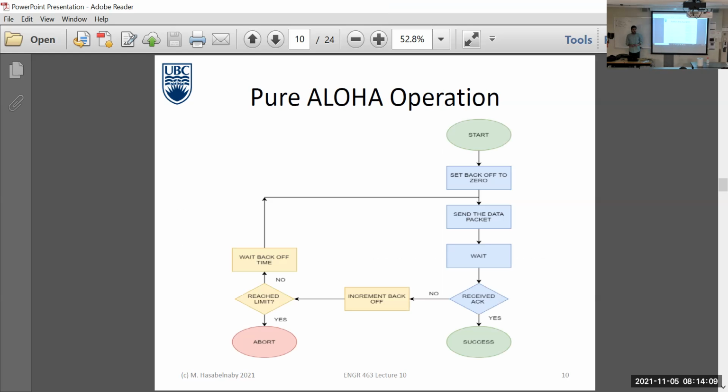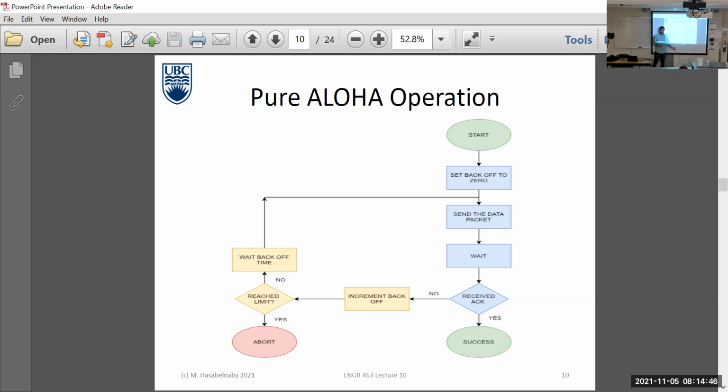Let's discuss the flow chart of pure ALOHA to understand more of the process. At first, start, set backoff to 0. Backoff means the number of retransmissions. So this is my first time, I will set it to 0. I have a frame to transmit, and after I transmit my packet or frame, I will wait for receiving acknowledgement.